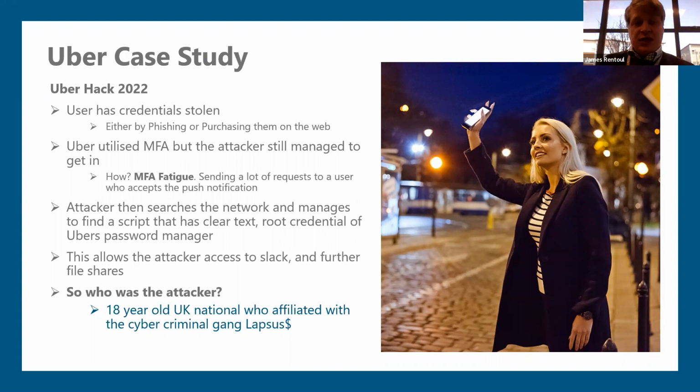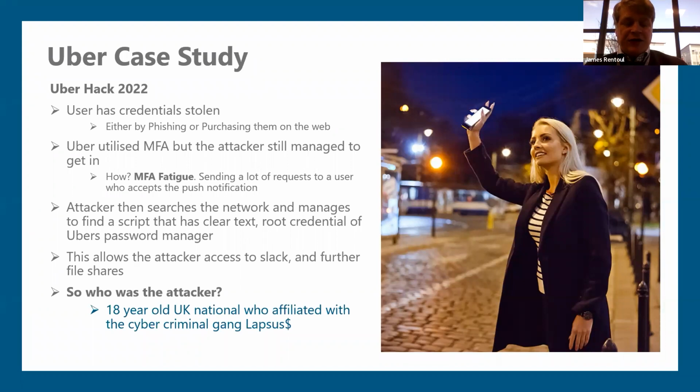And because he found these credentials running on the script, he was then able to log into further systems as those credentials, and he found that he was able to log into the password manager with the root credentials. So once he had that, he then had access to all of the passwords within the system, all of Uber's passwords, and he was able to go onto Slack, which is an instant messaging system if you haven't heard of it. He was able to access all the file shares and so on.